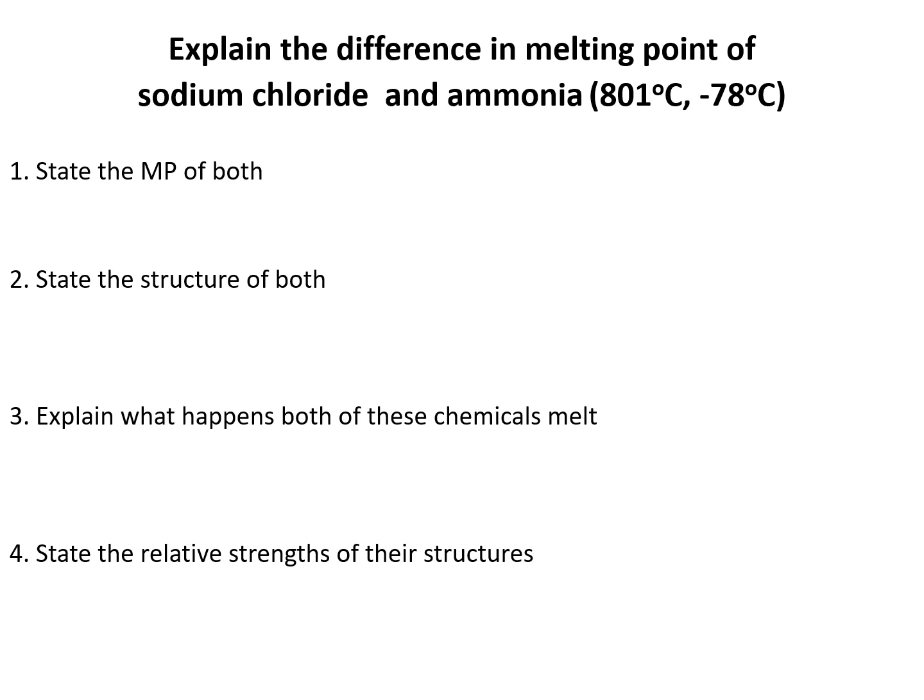In your worksheet, you may get some questions similar to this here. So this is a framework, if you want, for how to answer the questions that you may be given. And this one here is: explain the difference in melting point of sodium chloride and ammonia. It gives the melting points there, 801 degrees Celsius and minus 78 degrees Celsius. So our structure would be: could you state the melting points of both? Could you then state the structure of both of these chemicals? Could you explain what happens when both of these chemicals melt? And then could you state the relative strengths of their structures?